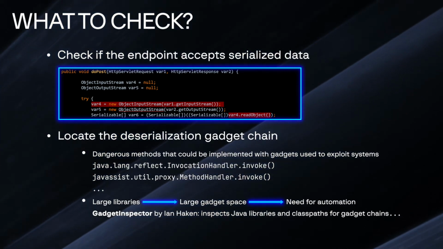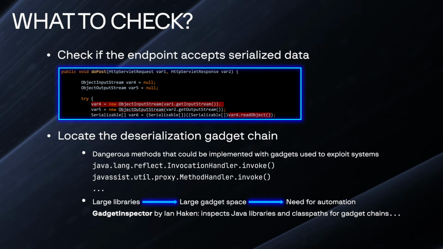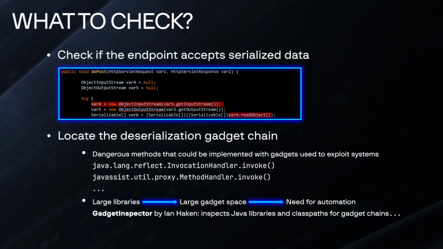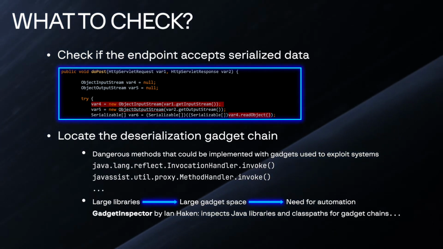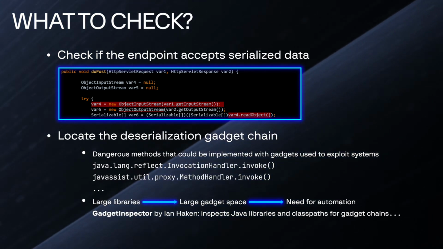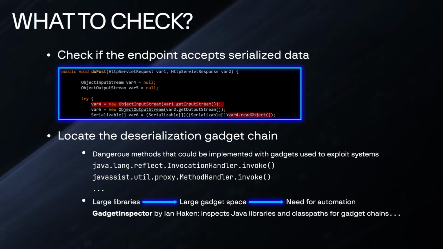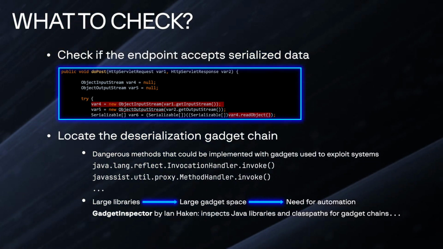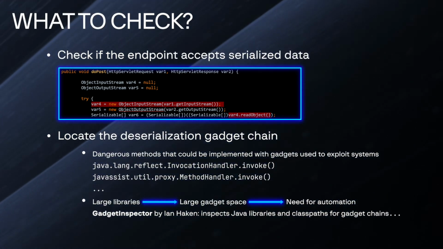Usually there will be a large number of libraries. It means a large gadget space, and finding gadgets manually will be very time consuming. And I recommend you to use Gadget Inspector. This tool will automatically discover possible gadget chains in an application class path, and it helps penetration testers quickly construct an exploit.